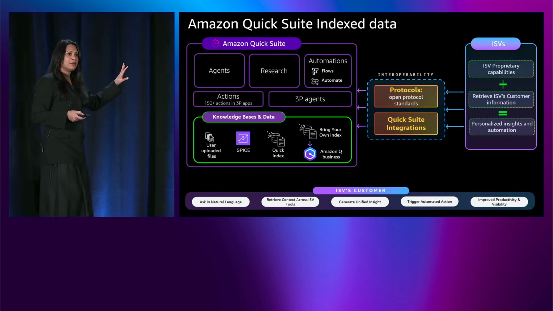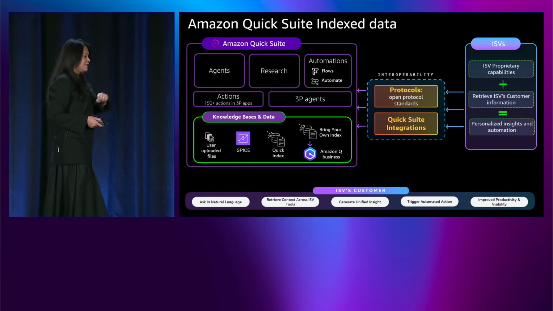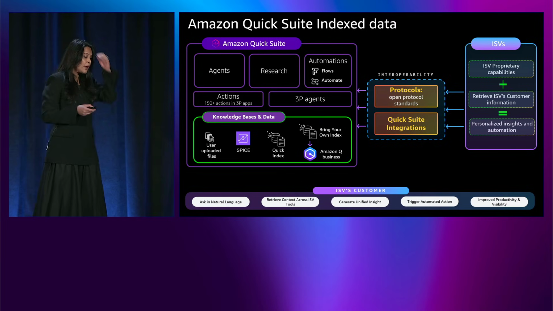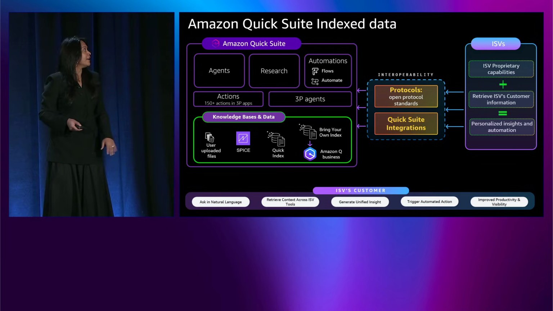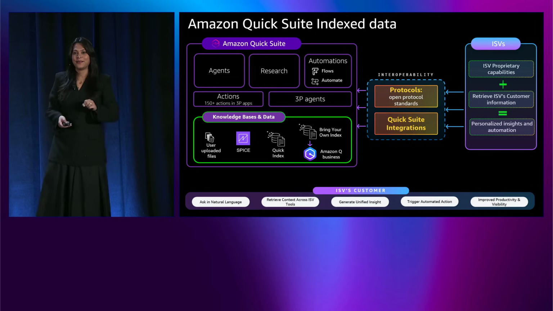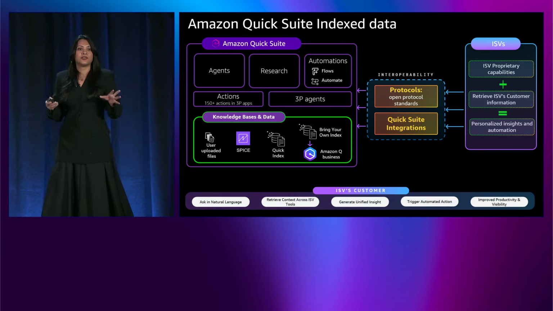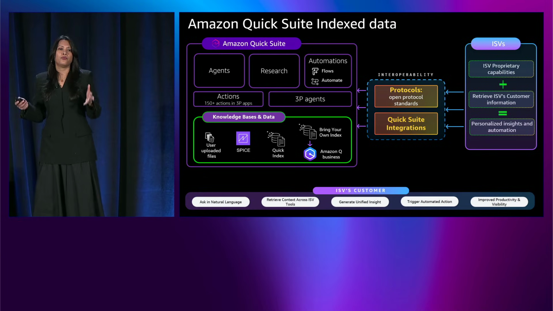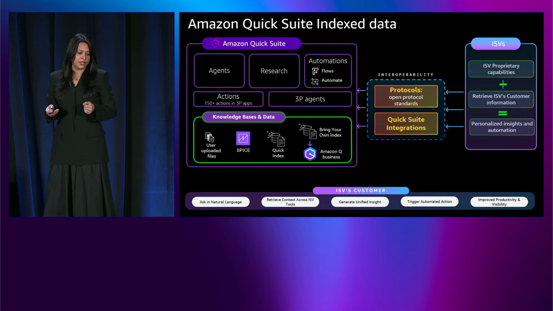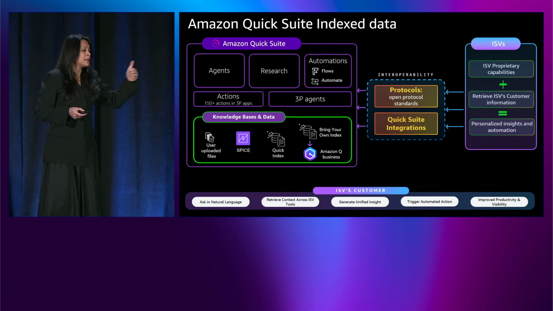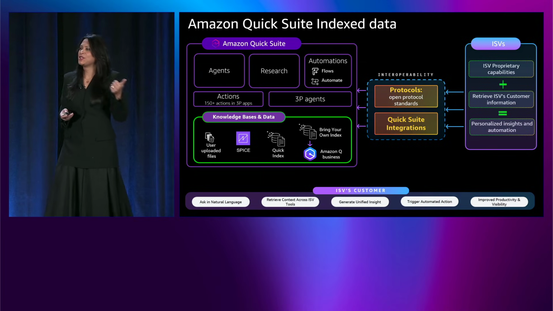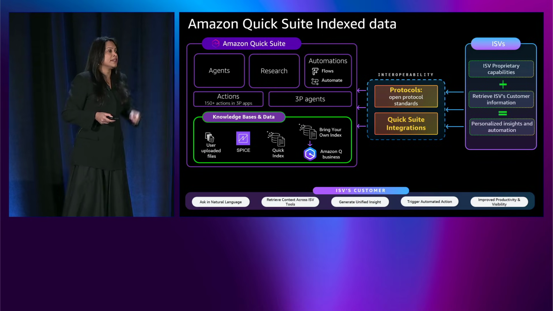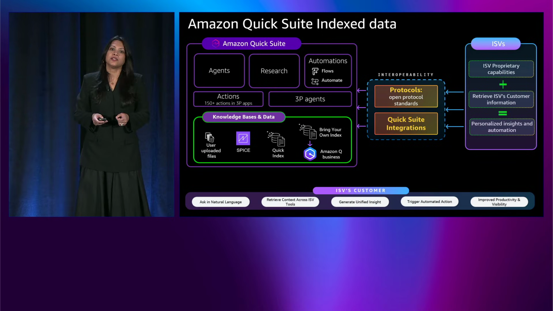Let me now show you how your SaaS application can integrate with this index data. I'll walk through this high-level flow. On the very left-hand side, you are seeing Amazon Quick Suite. As already discussed, the knowledge base and data sources are one of the core functional foundations for Amazon Quick Suite. It supports both structured as well as unstructured data. It supports end-to-end enterprise-grade security, security at rest as well as security in transit.